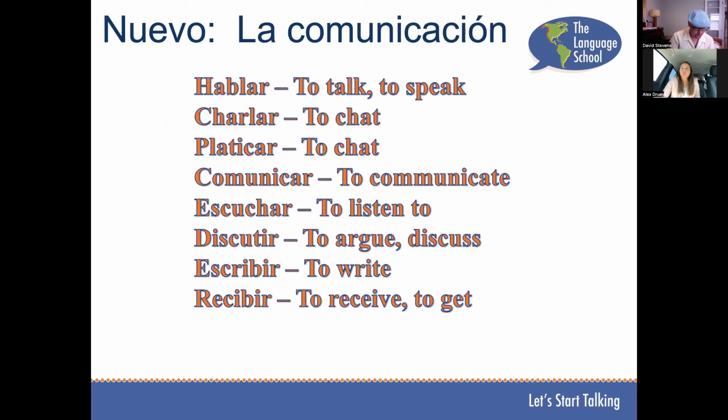Okay, we've got some new vocabulary for you here. So repeat after me. Hablar, charlar, platicar, comunicar, escuchar, escribir, recibir. Okay, muy bien. So these words are verbs that have to do with communication.